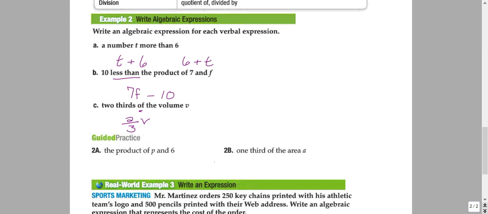All right, go ahead and pause the video and try guided practice 2A and 2B, and then play when you're ready.